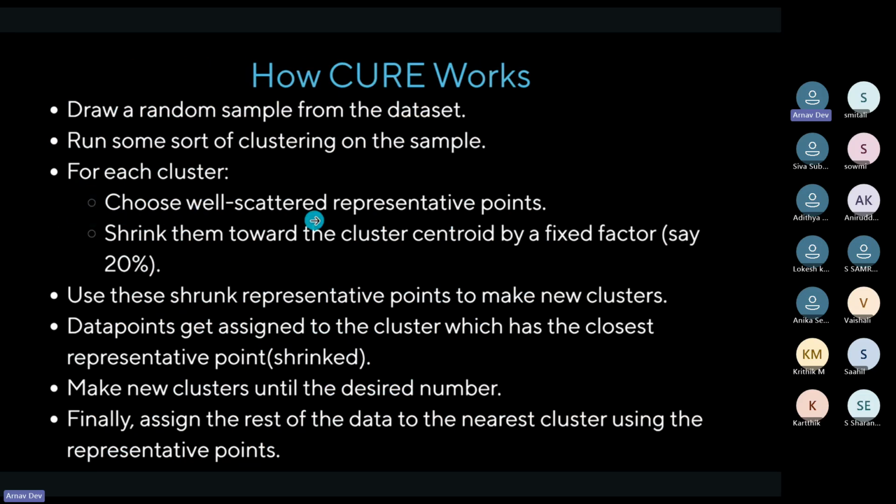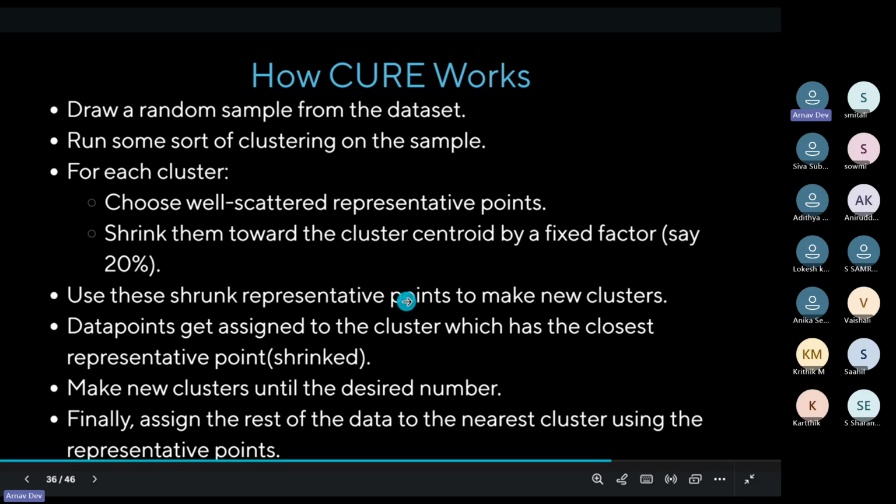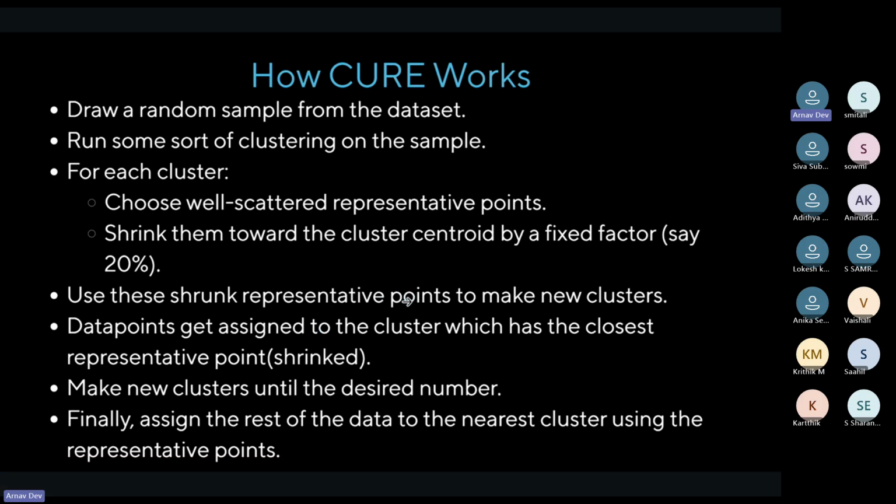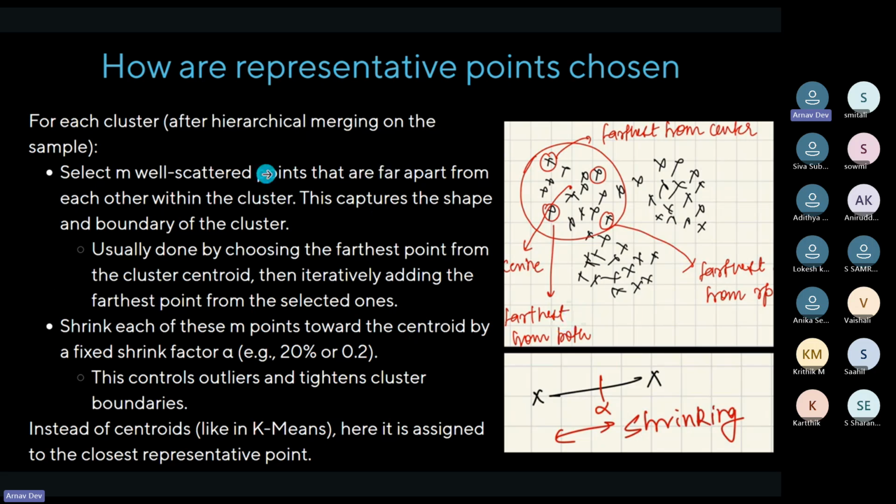You just choose the representative points, you shrink them by a factor of alpha, which is a hyperparameter, say 20%. And now you use these shrunk representative points to make new clusters. Instead of using the new centroid like in k-means to assign the data points to the particular cluster, in this case, we use the representative points to assign the data points to that particular cluster. In k-means, we just went on with assigning data points to a cluster and recalculating the centroid. In this case, we assign and then recalculate new representative points and move on in the same way. So the important thing is how are the representative points chosen?